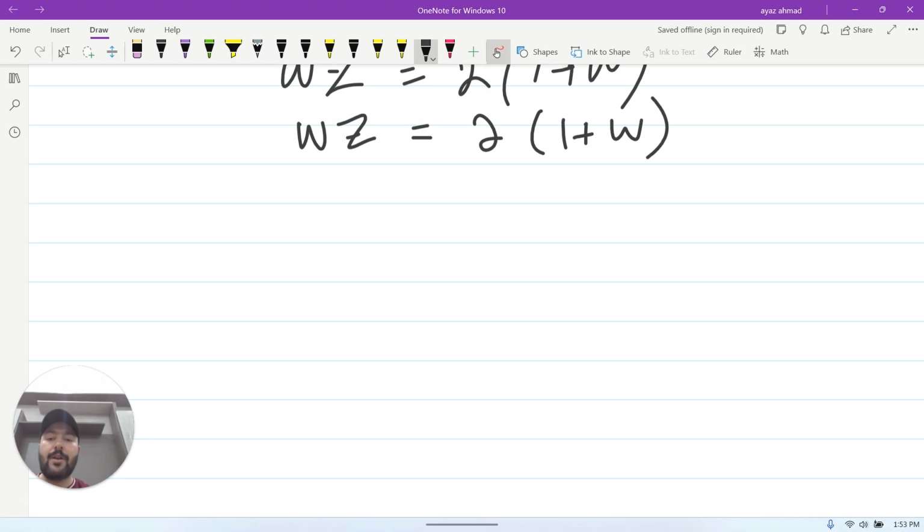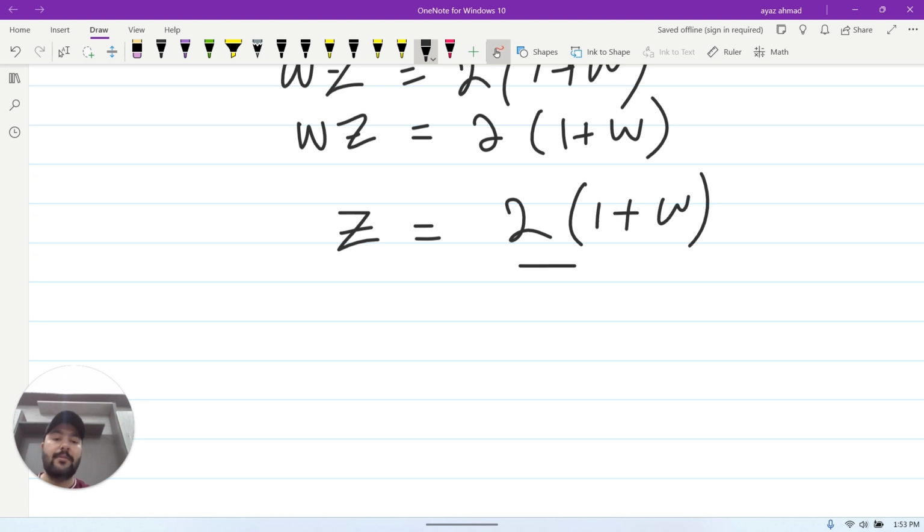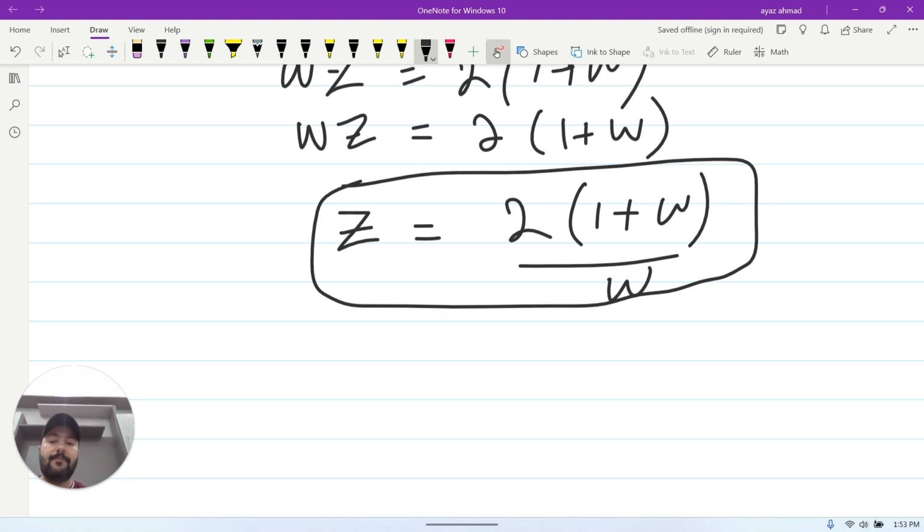Now here we have to find out the z. So z will be here and w will go to the denominator of the question. So this is our final answer.